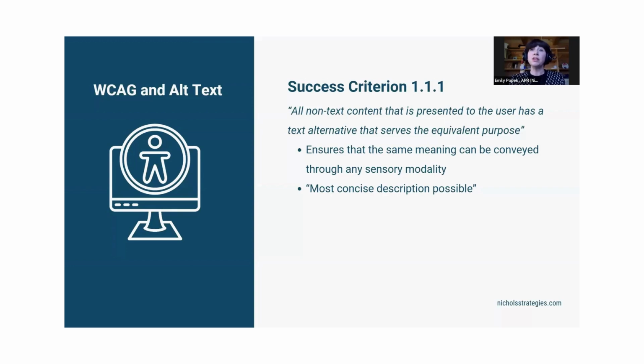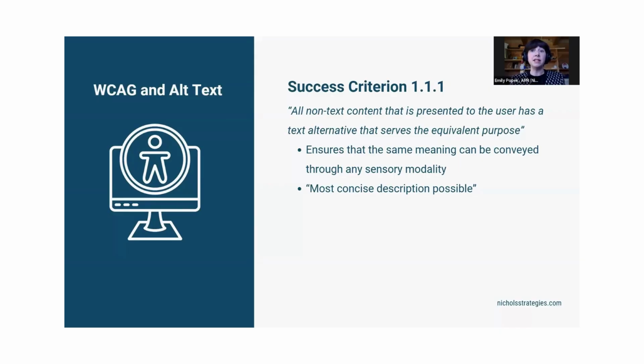If there are any words in your image, those need to also appear in the form of text, and we'll talk more about that in a minute. This success criterion does not set any specific character limit or word count on alternative text. You may hear people say, oh, it needs to be this many characters, etc. That's more of a best practice for usability reasons. It's not anything that's enshrined in these success criteria.